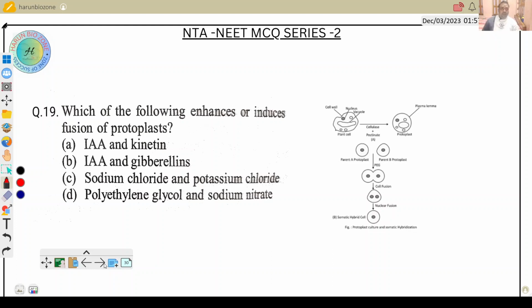When two protoplasts are fused in the presence of polyethylene glycol and sodium nitrate, the cell membranes of the protoplasts fuse and the cytoplasm is mixed. After mixing of cytoplasm, the dikaryon condition is formed. In this dikaryon condition, the nuclei fuse, nuclear fusion occurs, and new hybrid plants are produced. So here the example is polyethylene glycol and sodium nitrate accelerate the fusion of two protoplasts.